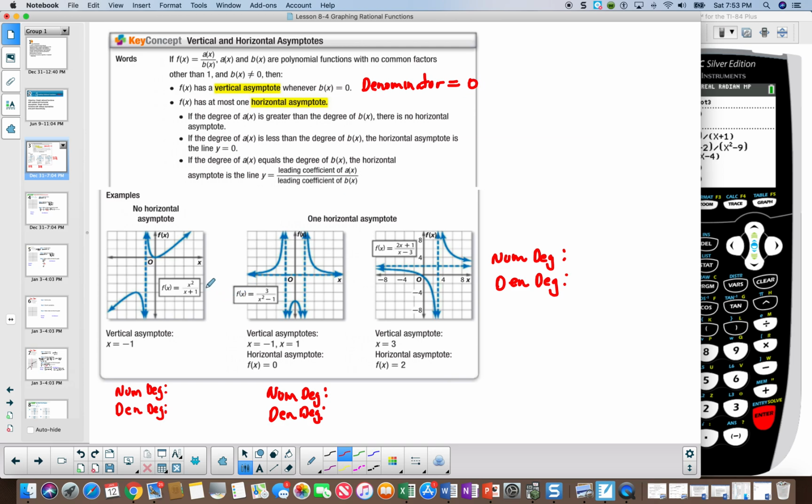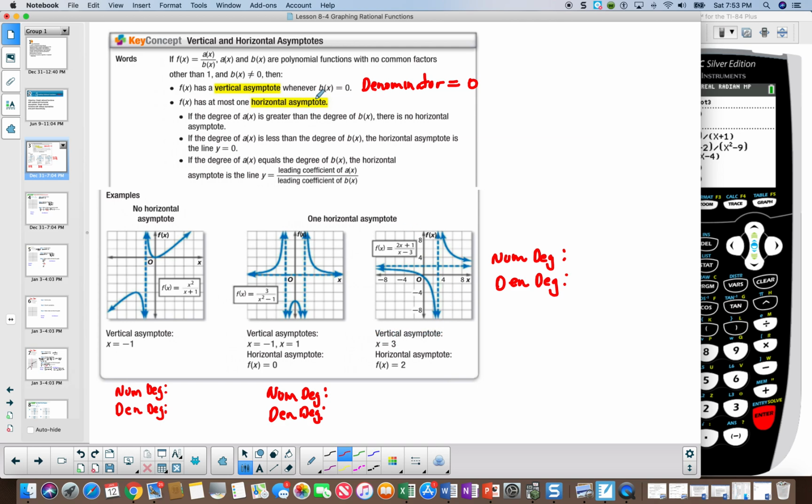Let's take a look at this function right here. The denominator will be equal to 0 when x is equal to -1. And notice we do have a vertical asymptote at -1. Over here, when we look at the denominator, notice that there are two values that can make the denominator equal to 0, and that's x equal to -1 and x equal to 1. And notice that we do have these vertical asymptotes. Over here, the denominator is going to be 0 at x equal to 3, and these are our vertical asymptotes.